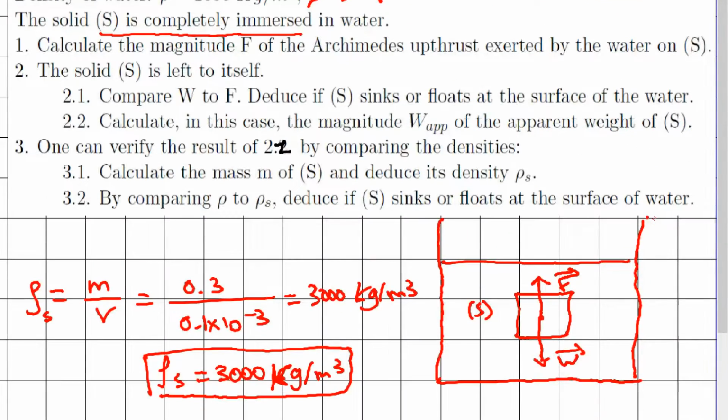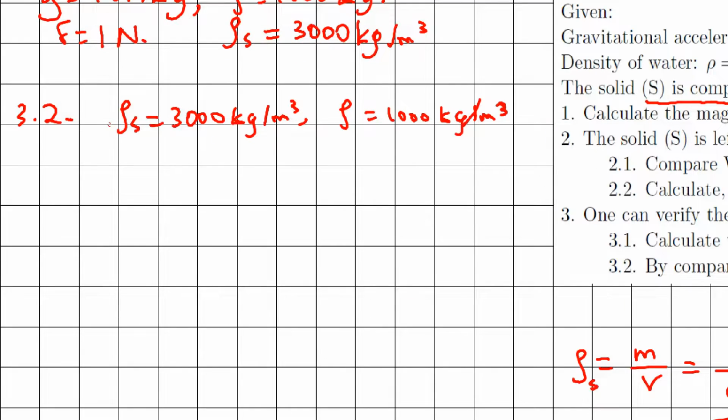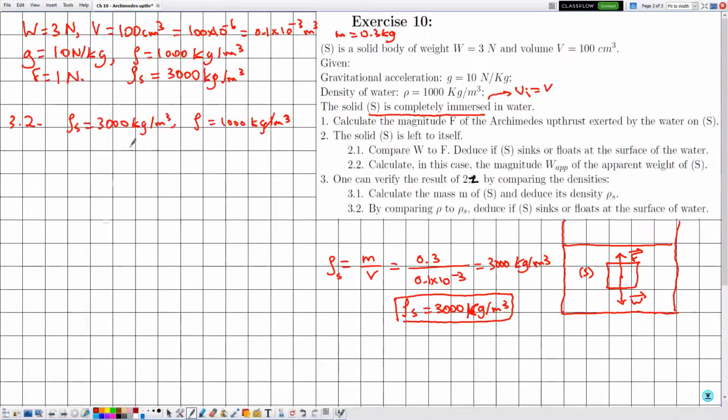Now in 3.2, by comparing rho to rho S, let's start with the comparison. The value of rho S is given by 3000 kilogram per meter cube, whereas the value of rho is given by 1000 kilogram per meter cube. By comparing, we need to mention whether rho S is greater, less, or equal. Here it's obvious because they have the same unit. 3000 is greater than 1000, so rho S is greater than the density rho.